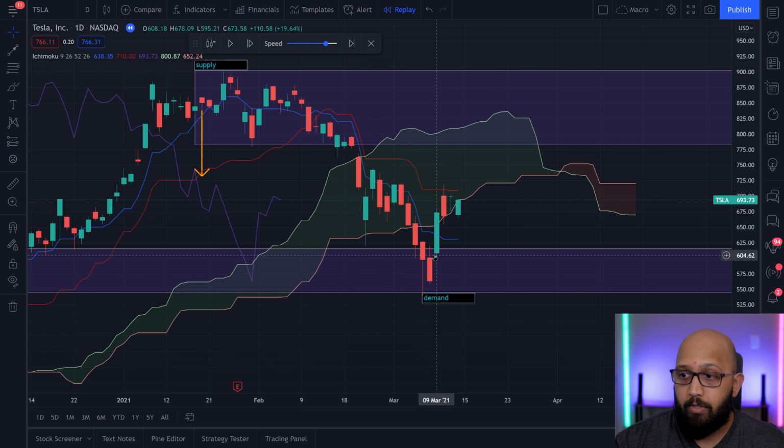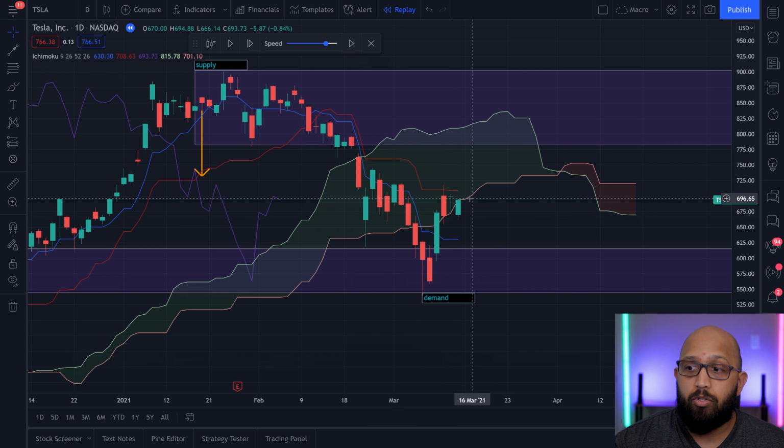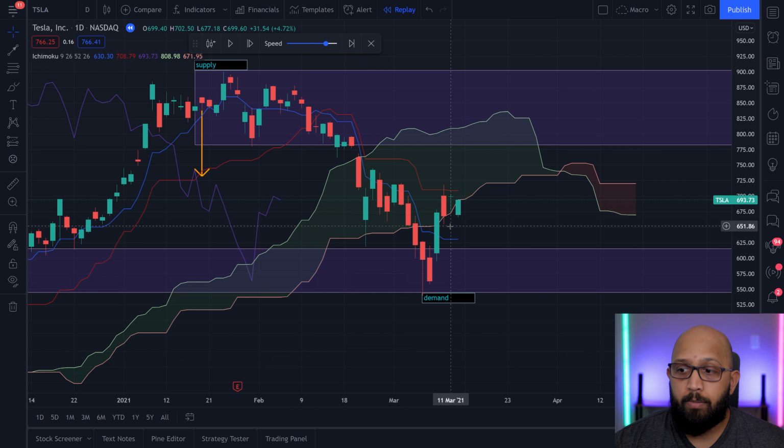It bounced up from the demand zone, and it's trading now. It's starting to trade below the cloud. So this is a bearish signal as well, that it's trading below the cloud. So at this point, you wouldn't really want to take a position long or short. Just let it ride out, because you want to make sure those 5 components are checked.